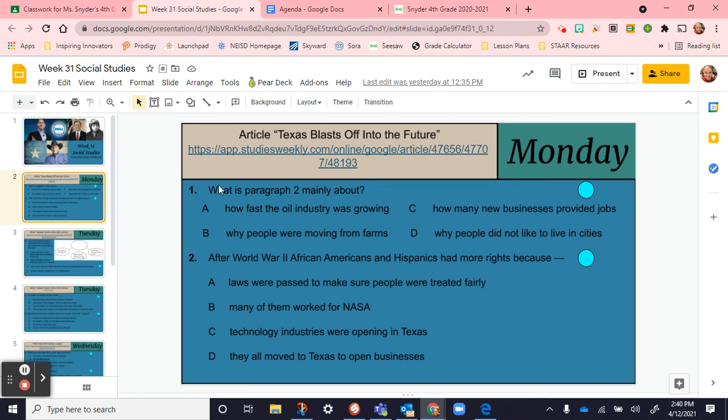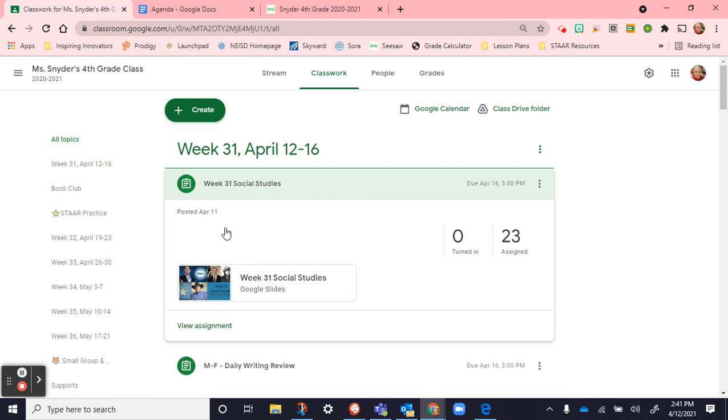This is the first question. There's two for Monday. What is paragraph 2 mainly about? And then, after World War II, why did African Americans and Hispanics have more rights? Follow along with your article there, read along with that and fill in those two, and that will sum up today's.